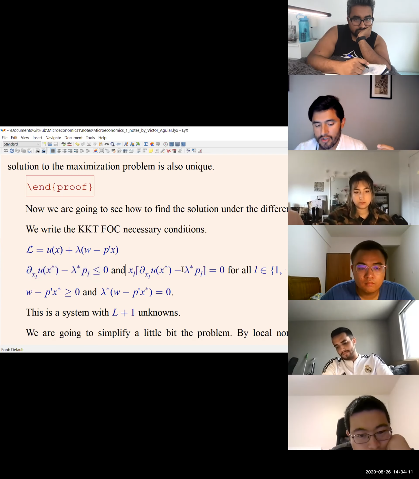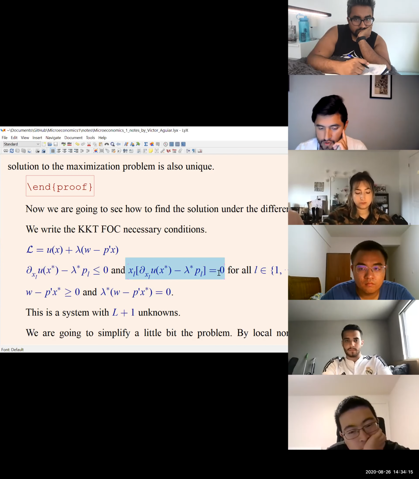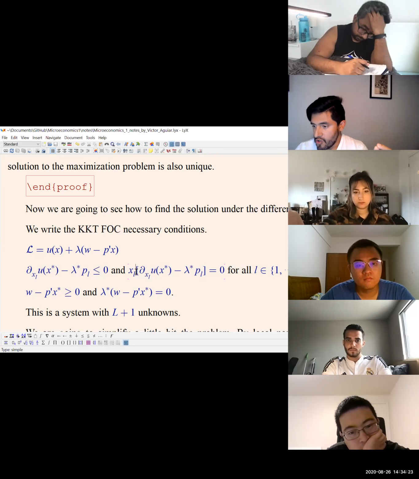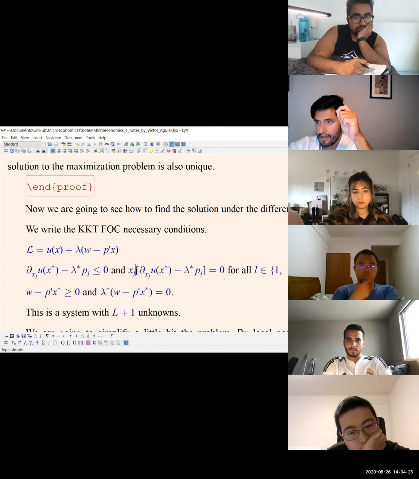Now, the slackness condition is gonna tell you the full description of the problem solution. So in parentheses, you have the first order condition, you see? And then you have it multiplied by the quantity. So now this is a switch, right? So when x_l is 0, what happens?